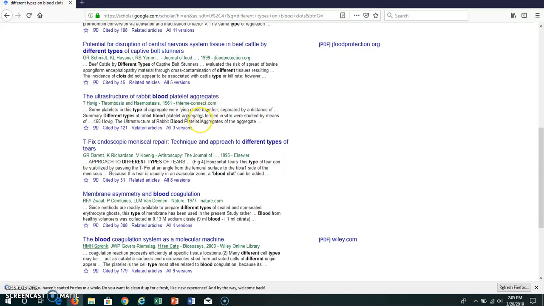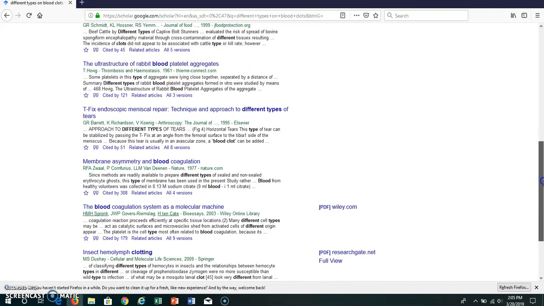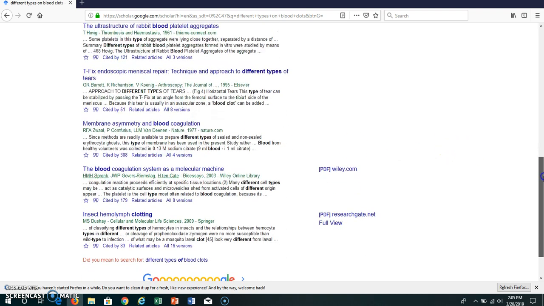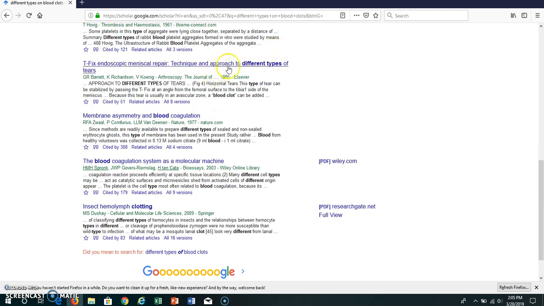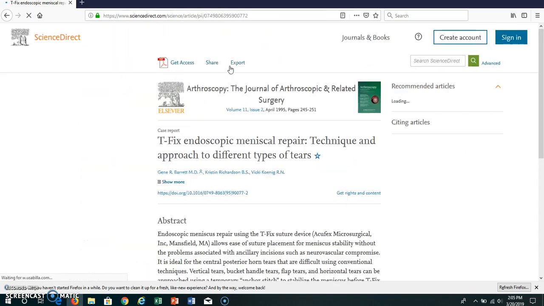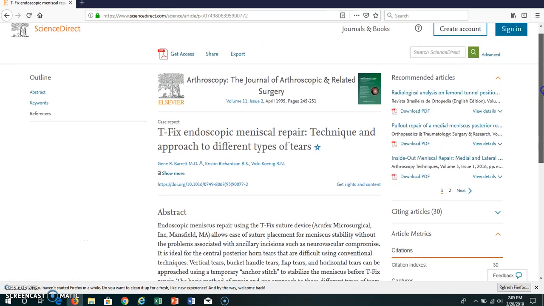We don't need this because this is about rabbits, and that's not what we're focused on. We're focused on human blood clots. So going to the next topic, technique and approach to different types of tears. So I understand tears to be injuries, maybe on your knees or just a cut on the skin. So we could use that because that could also cause blood clots.